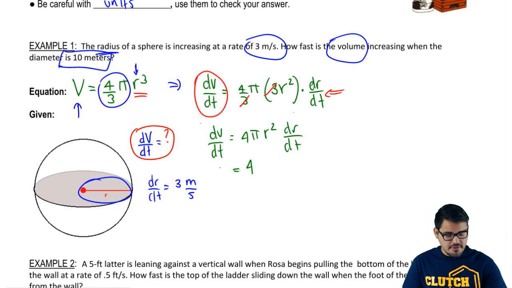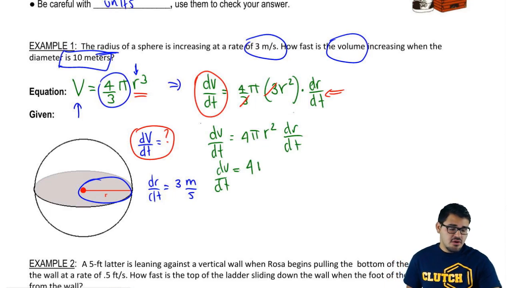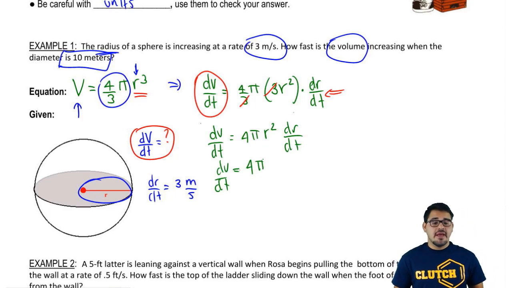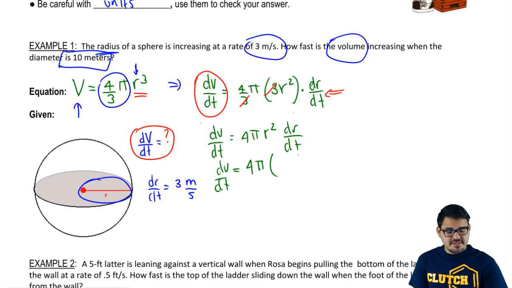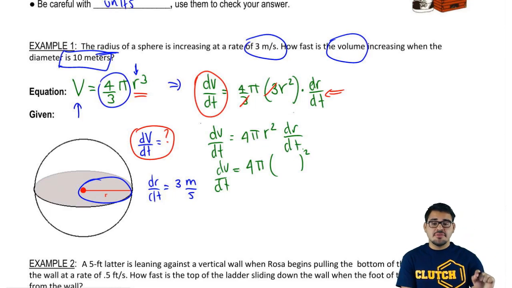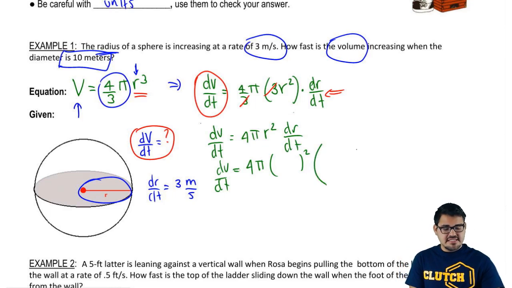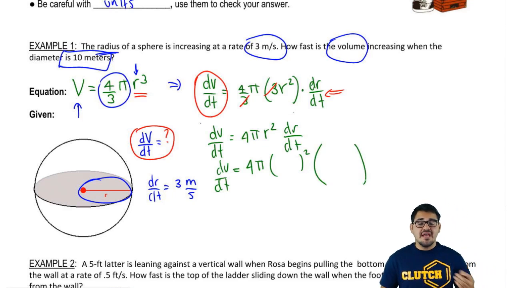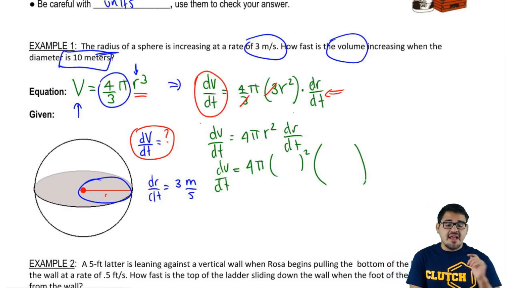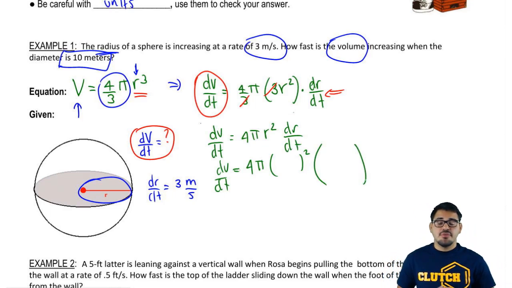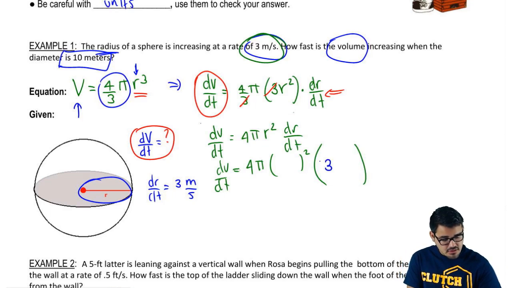So I'm going to have 4 times pi. Well, that's not really changing, so I don't really care. Now radius squared, something's going to go in there. And then dr dt, which is the change of the radius over time. But hey, they gave us the rate of change for the radius. They told us it was 3 meters per second, or right here also we have 3 meters per second.